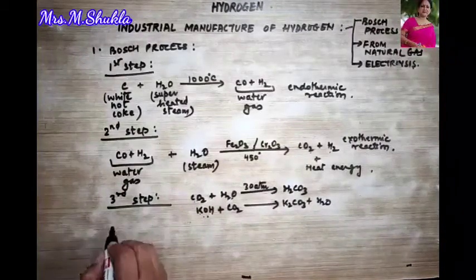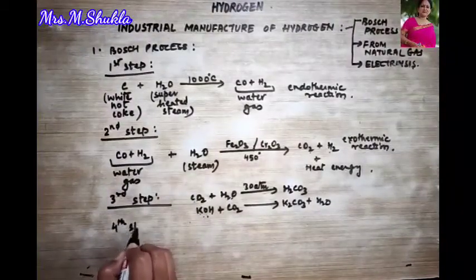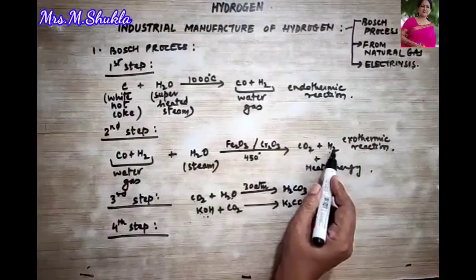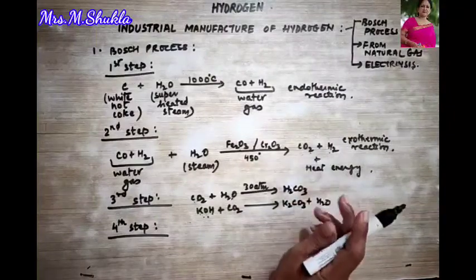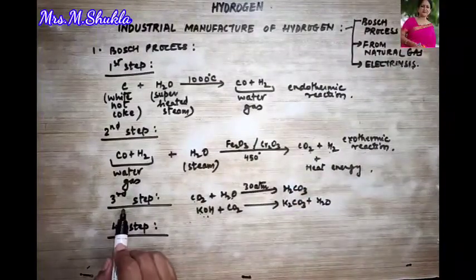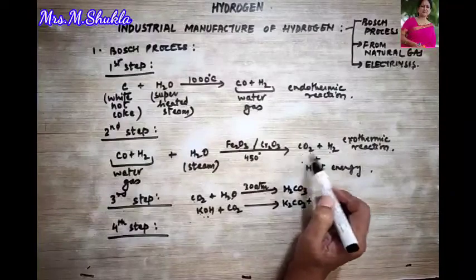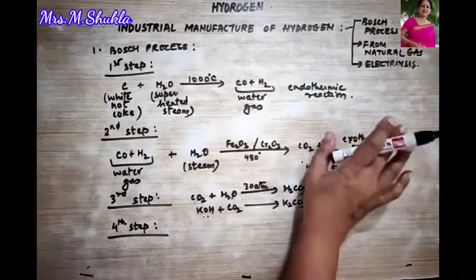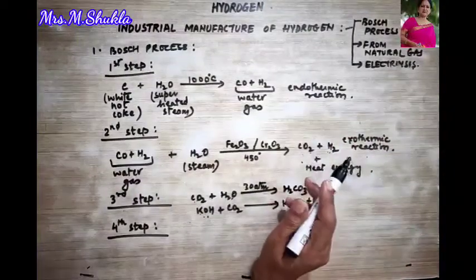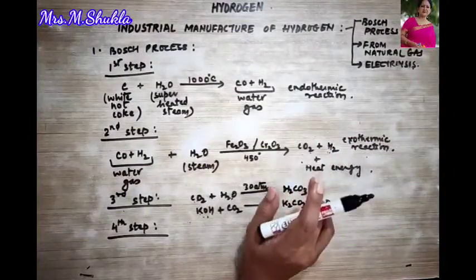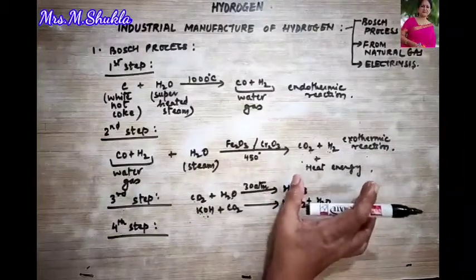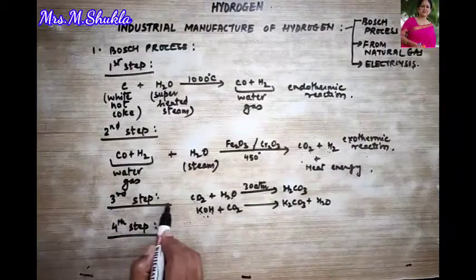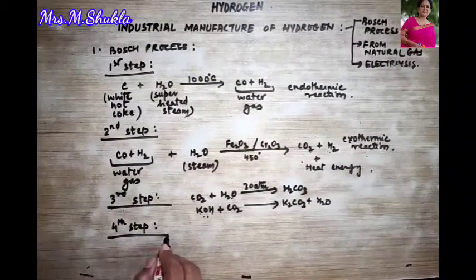So the third step and the fourth step are the methods of separating hydrogen from the mixture of carbon dioxide and hydrogen. One method of separation is that we separate carbon dioxide and obtain hydrogen. The other method is that we remove hydrogen from here and carbon dioxide is left behind. So the one method was this, which I explained in the third step. Now coming to the fourth step.